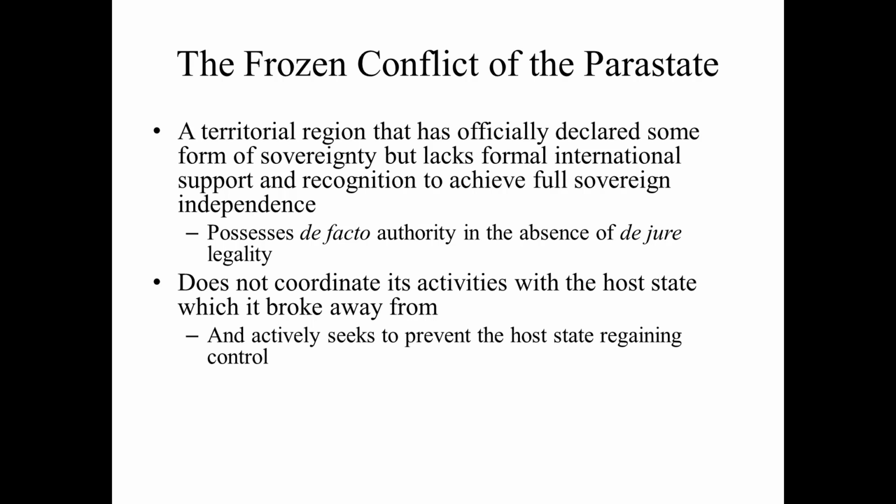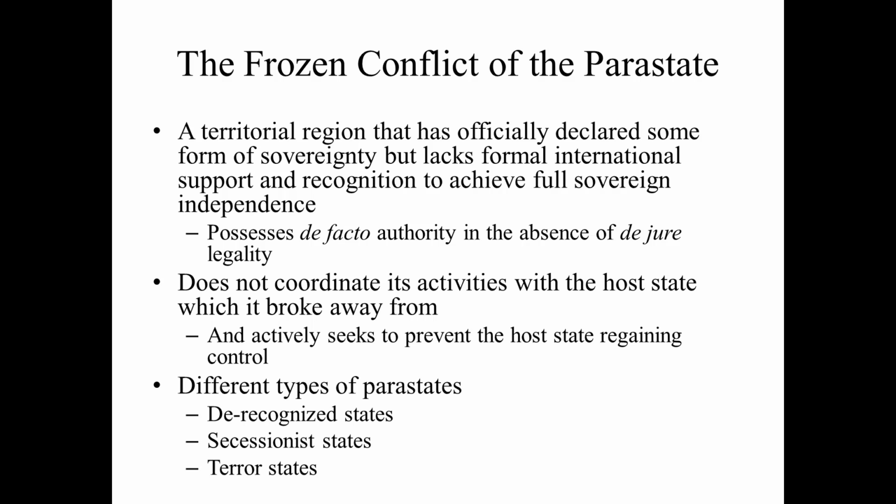In fact, if a parastate can get a recognition from another country, right, even if it's just one or two diplomatic recognitions, that now makes it even more firmly secure in its limbo period here. Now, there are three types of parastates in the world: derecognized, secessionist, and terror. Derecognized parastates are a few groups of territorial anomalies, like Taiwan, the Palestinian territories, and Western Sahara.